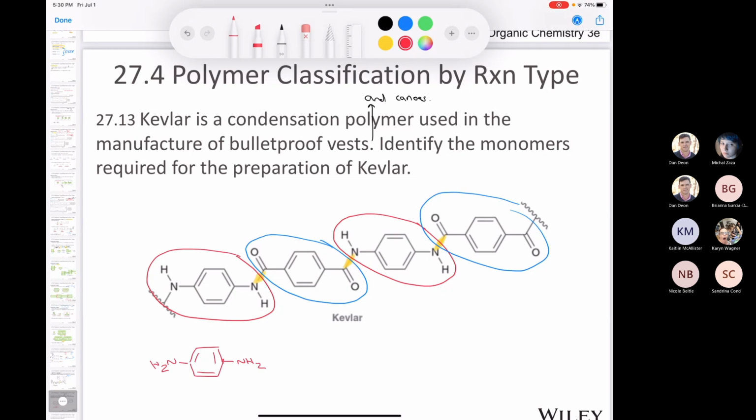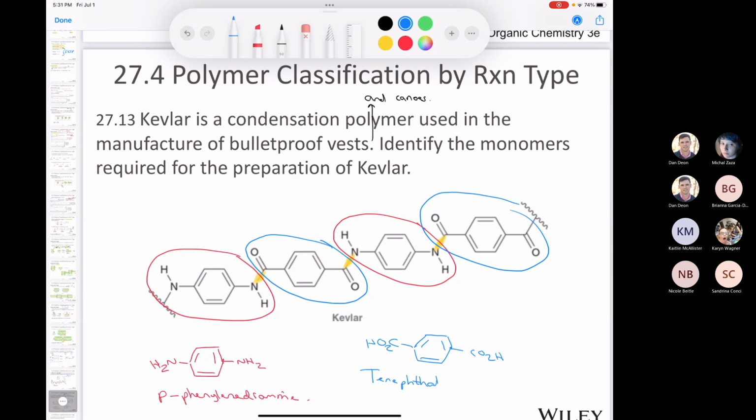Does it say name them? No, it just says draw them. But anyhow, the name of this one would be paraphenylene diamine. And I would never ask you to just come up with a name like that off the top of your head. If you called it something like para amino aniline, I would totally accept that. And the next one is the diacid, which looks like this. So we've got a carboxyl group on this side, and we've got a carboxyl group on this side. This is called terephthalic acid. I think it came up earlier today.